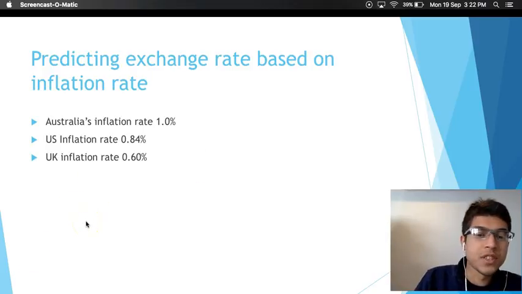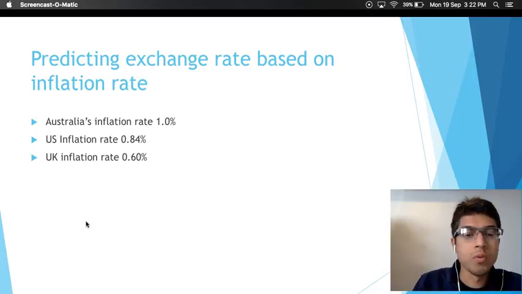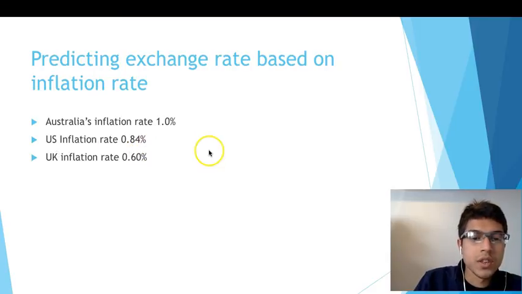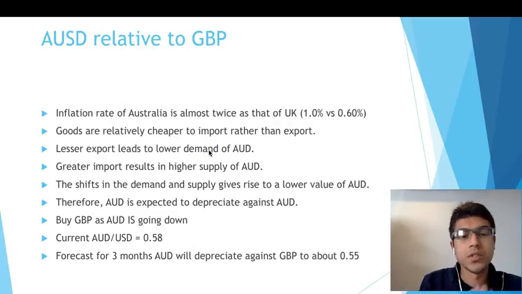The Australian inflation rate right now is 1.0 percent, the US is 0.84, and the UK inflation rate is 0.60. As you can see, the Australian inflation rate is higher than both the other countries' inflation rates. The inflation of Australia is right now almost twice as much as the UK. So this means that goods are relatively cheaper to import than to export to that country.